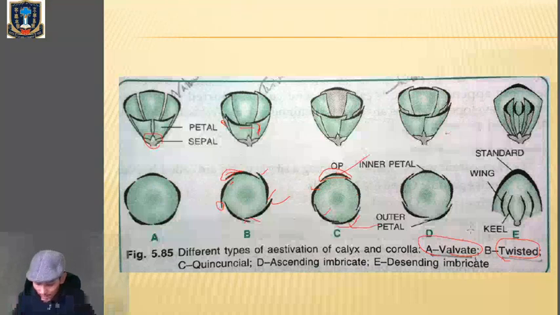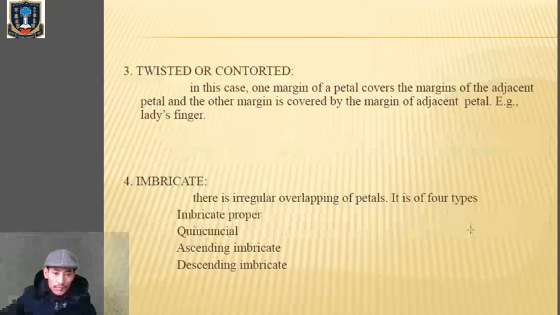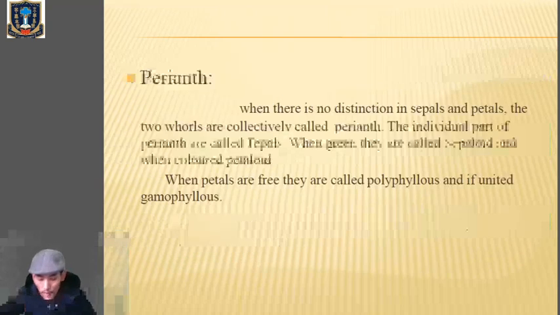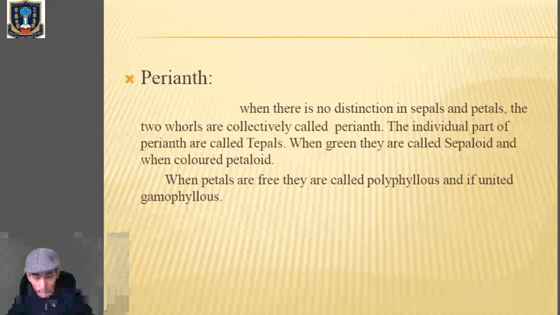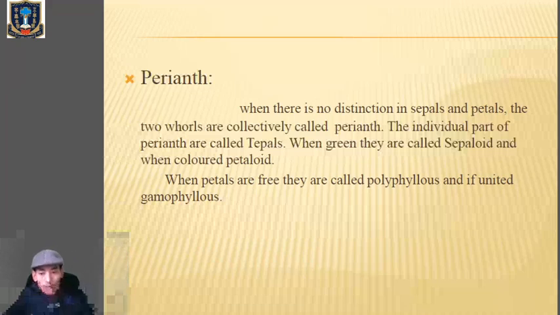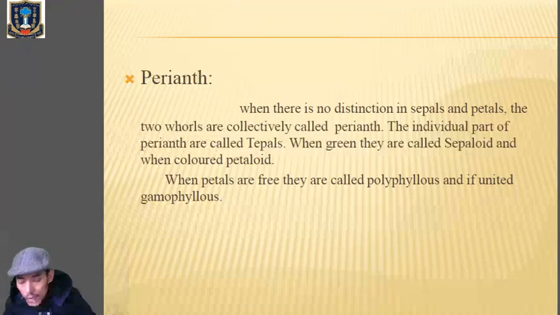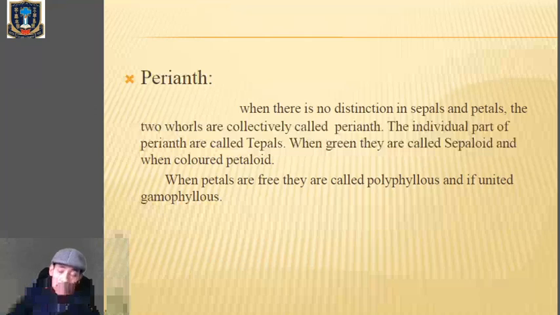Clear? Okay. Now next one we'll learn about perianth. Now what is perianth? When we cannot distinguish between the petals and the sepals, then together the sepals and the petals will be known as perianth. Only when we are not able to distinguish between the sepals and the petals, then they are collectively known as perianth.